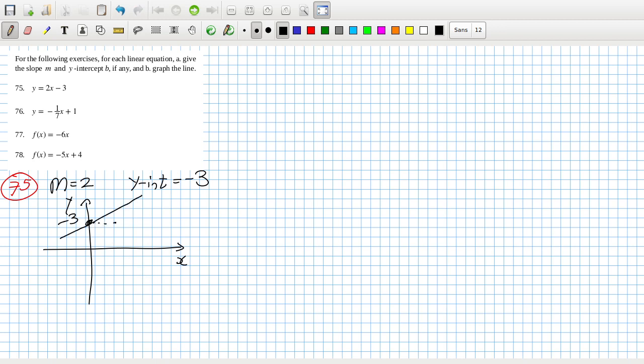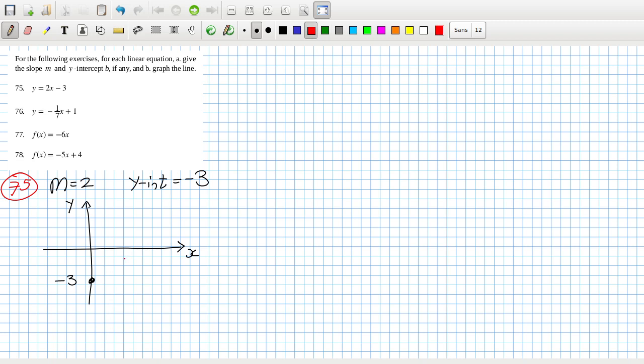So meaning if you come out 1 unit, you have to, why did I put minus 3 up there? I'm not awake. Obviously minus 3 is down here. Come on, I really need a cup of coffee now.